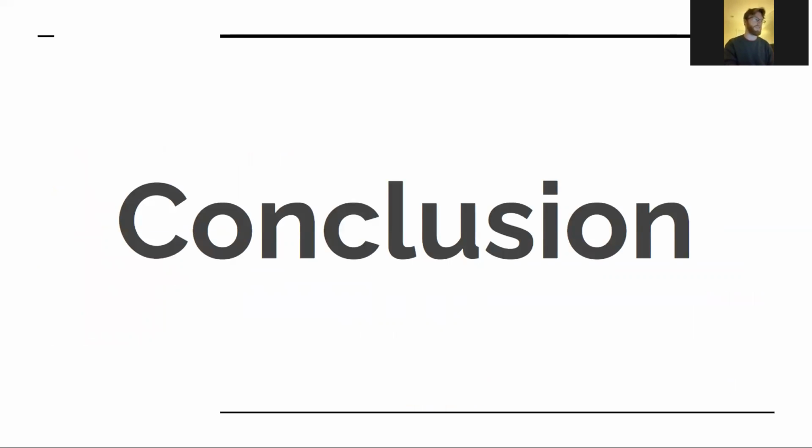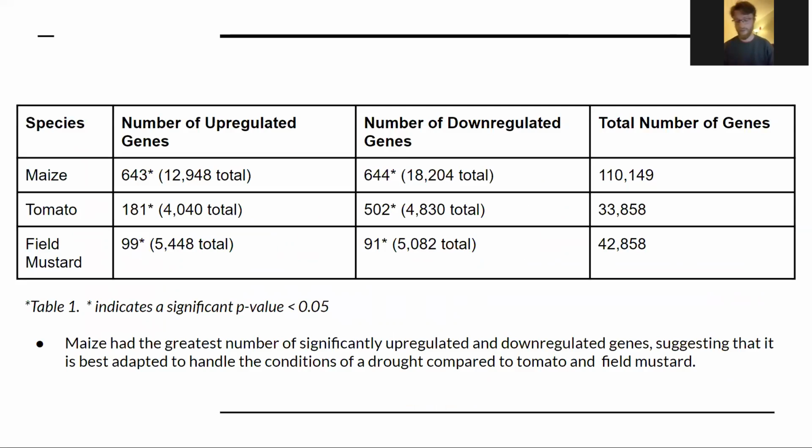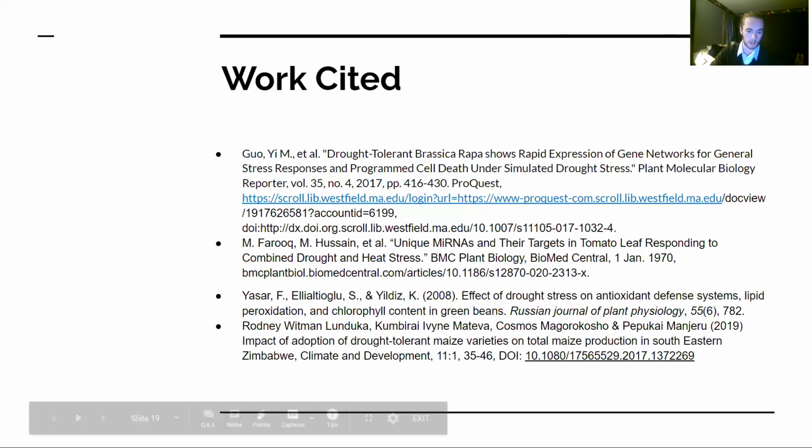All right, for the conclusion, we got this table that shows the amount of significant up and down regulated genes that change due to the droughts. These are compared to the total number of up and down regulated genes, and are also compared to the total number of genes overall. You can see that the maize crop had the greatest number of significantly upregulated and downregulated genes, which suggests it was the best adapted to handle drought conditions compared to the other crops. All right, and that's our presentation.